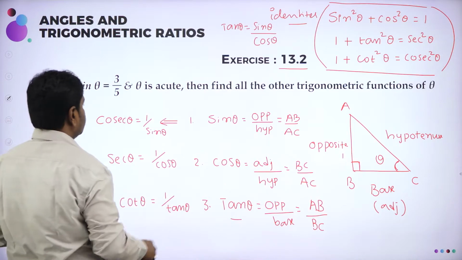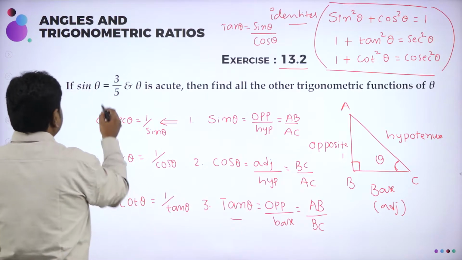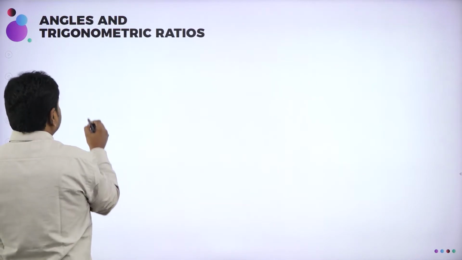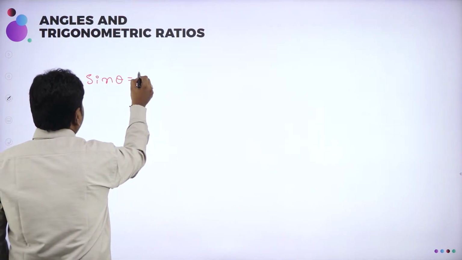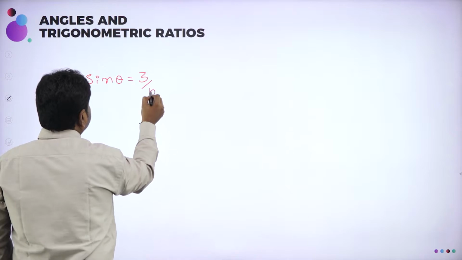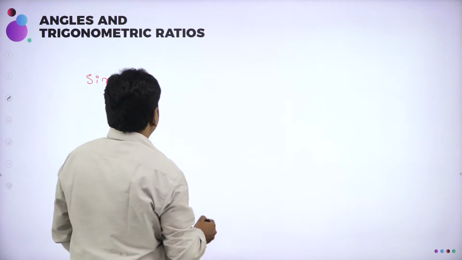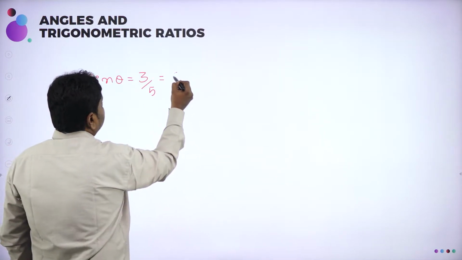I hope all of you understood this. So now they give sin theta is 3 by 5. Now they want you to find all other trigonometric functions. That's it. So now first, all of you know sine definition. What is sine, dear students?